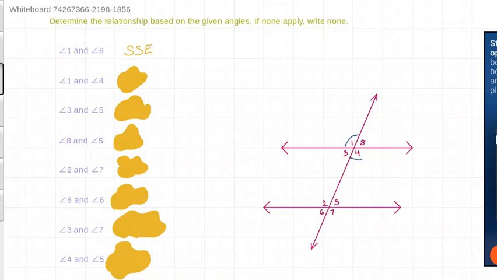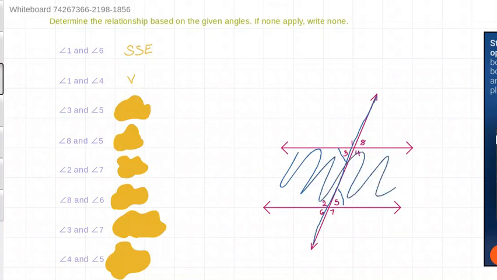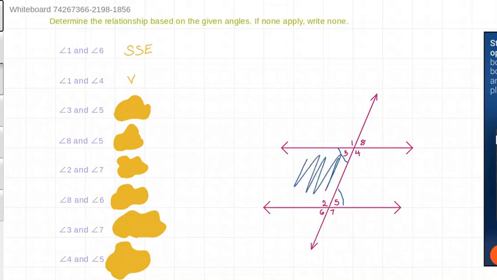Alright, 1 and 4. This is pretty easy to identify. These are right across from each other. They're congruent, they're vertical angles. Angle 3 and angle 5. So angle 3 is over here and angle 5 is over here. Angle 3 is on one side of the transversal, and angle 5 is on the other side, but they're both on the interior side, so this would be alternate interior angles.